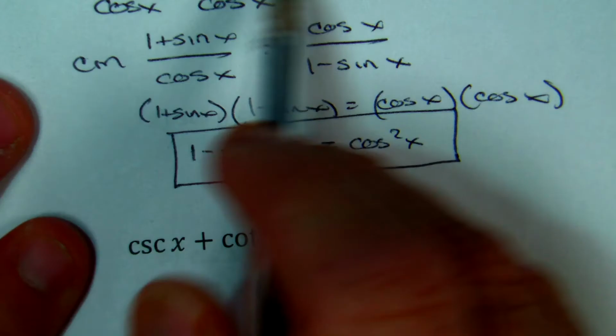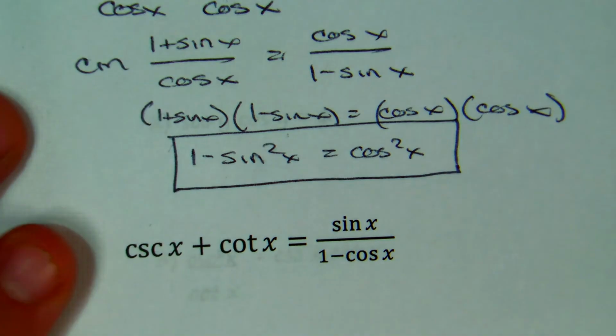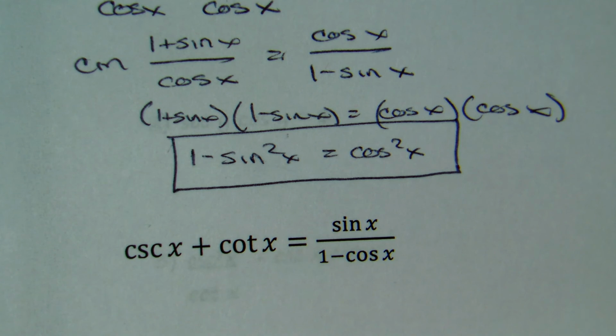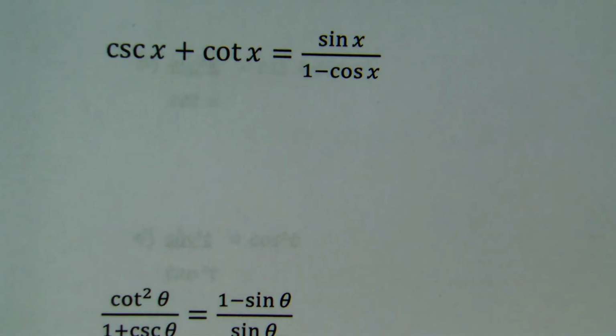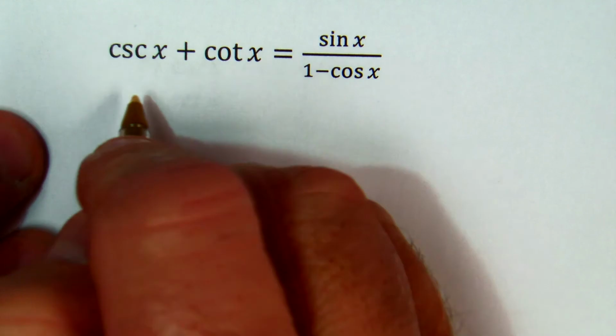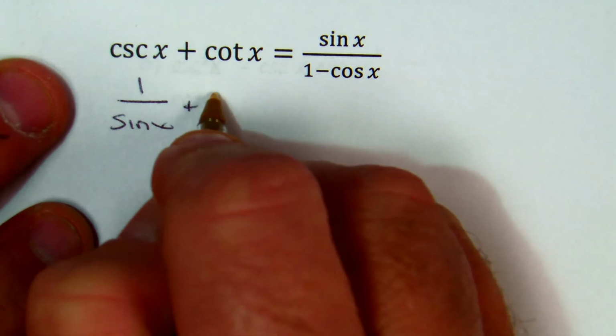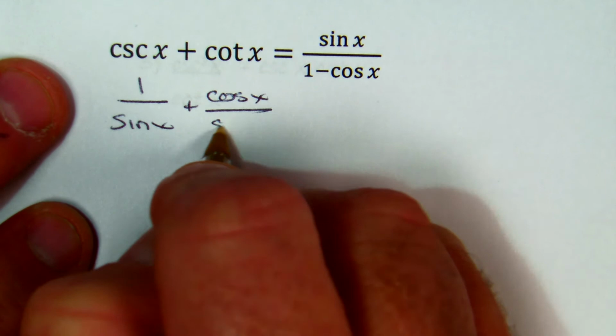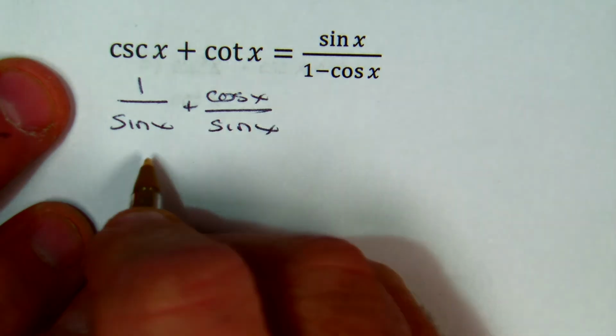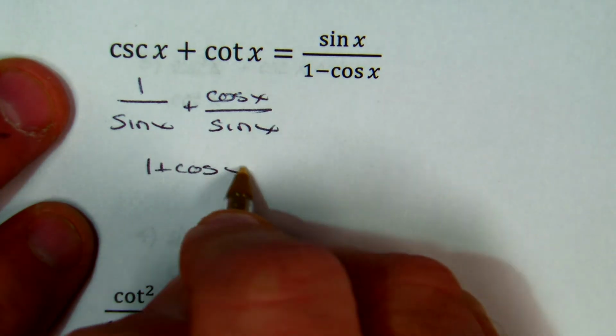Alright, so for this one I use a quotient identity and a reciprocal identity. Tangent was a quotient, reciprocal was a cosine, and then I work from there. The one underneath is going to be a lot like it. Cosecant x is 1 over sine x. Cotangent x is cosine x over sine x. They have the common denominator again, so it's 1 plus cosine x over sine x.